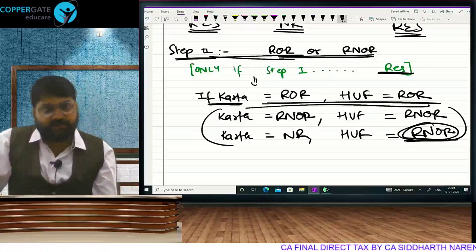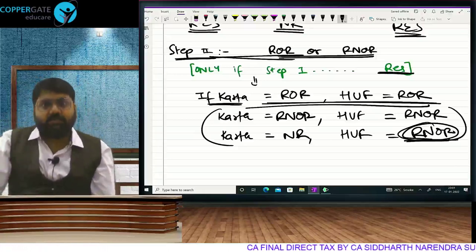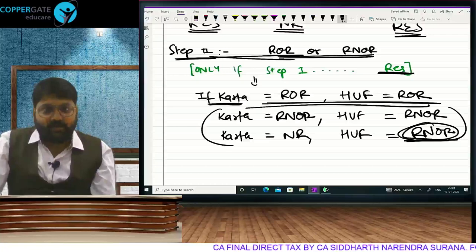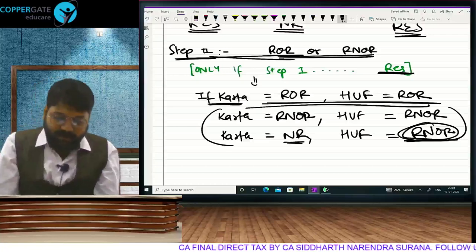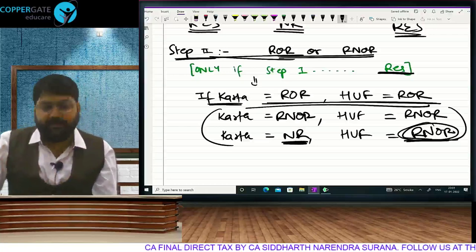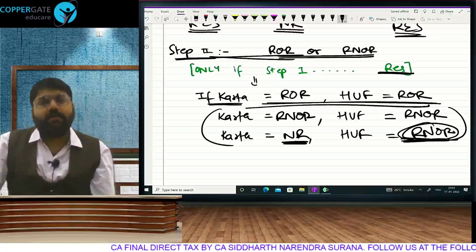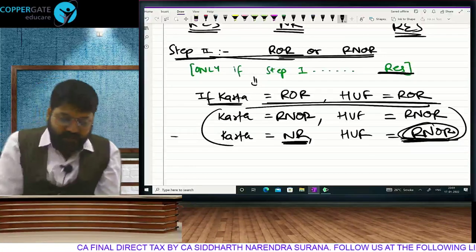Our answer to step number 1 was resident. And if the karta is non-resident, then HUF cannot become ROR. Then it has to become RNOR. So, is this last point understood?